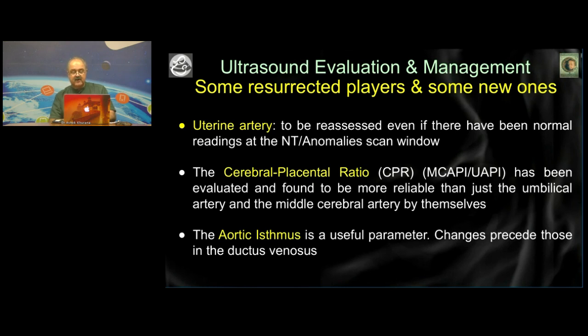The other new parameter is the aortic isthmus, and we do realize that this is a useful parameter because when you assess the aortic isthmus, the changes precede those in the ductus venosus, and therefore you have enough time to prepare the family, to prepare the fetus, to give corticosteroids in case you think it's necessary, and time to organize which nursery, when, in utero transfer, etc. So it helps tremendously with logistics and improves the safety of the fetus after it arrives.